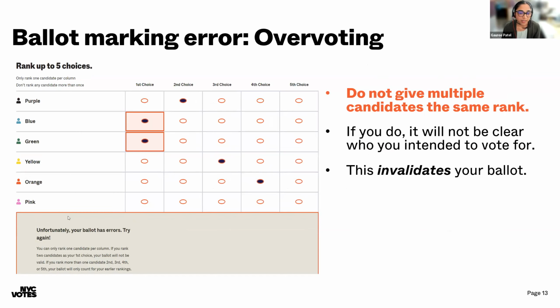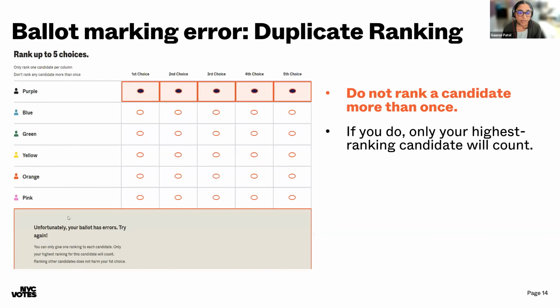We want to make sure that we're not giving multiple candidates the same rank. This will invalidate the ballot because there's no way to tell which candidate between, for instance, in this case, blue and green, our vote is preferred for. So with an error like this, the ballot will not be counted. There's also an error in which there's a double ranking or duplicate ranking happening. So if we rank the same candidate in multiple ranks, your vote will only count for that first choice rank, but we also would consider this an error. So we want to make sure that we are just using one ranking column per candidate.